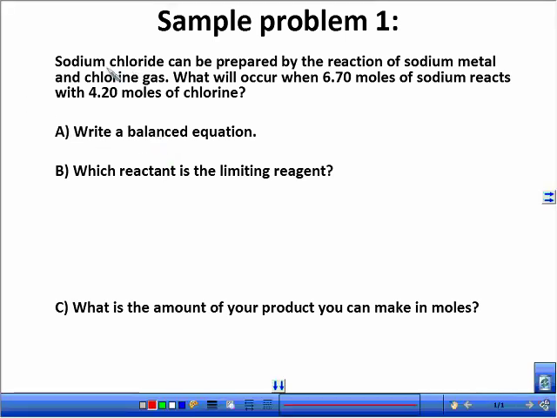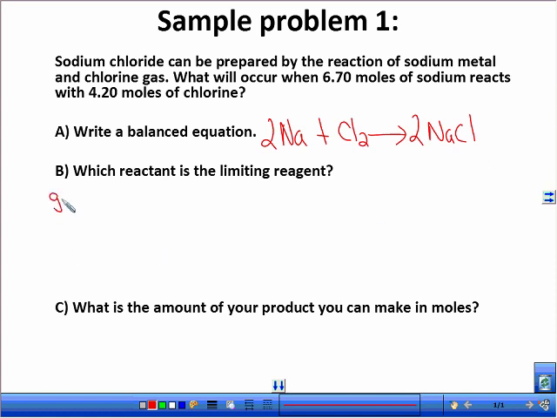So to write our balanced equation, sodium chloride is being made, so it's going to be a product. Sodium chloride is NaCl, that is just pure salt there. It's being made from sodium, which is just Na. And then chlorine gas is Cl2 because it's diatomic. And then to balance it, we need a 2 here and a 2 here. So our very first step is to balance our equation.